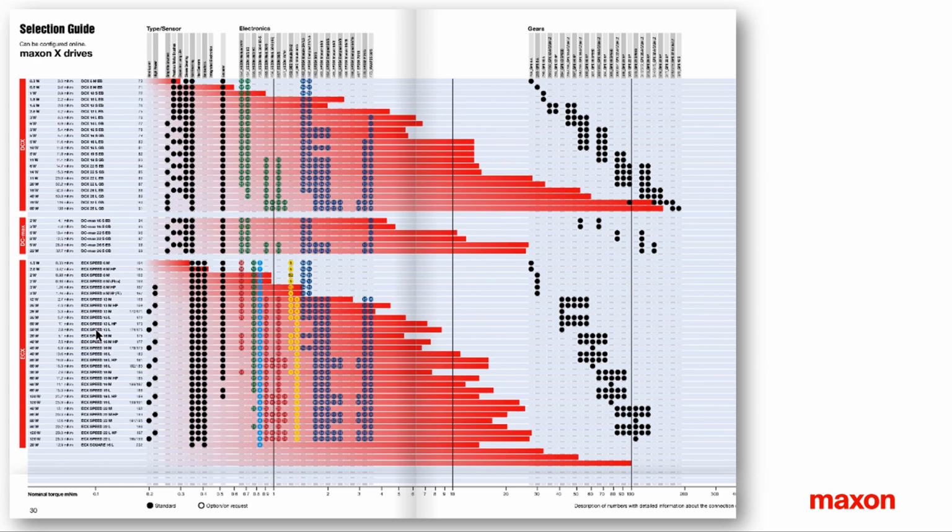A good overview of the nominal torque of Maxim motors offers the selection guide in the catalog. The red bars indicate the torque capabilities with respect to the scale at the bottom. You can also find here a lot of additional information, such as possible combinations with encoders, gears and controllers.